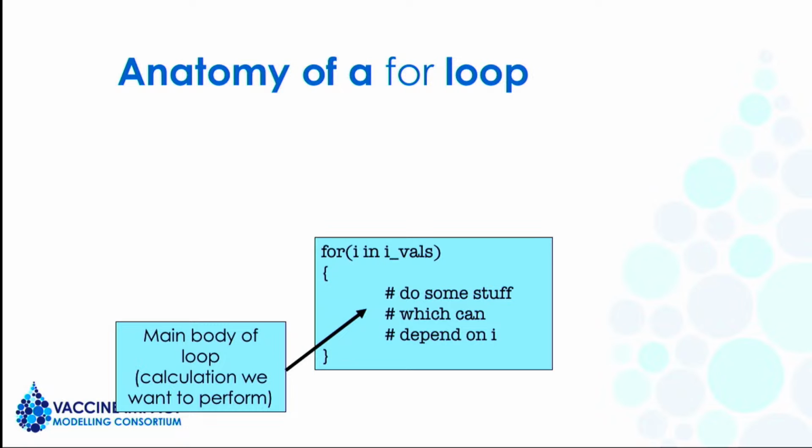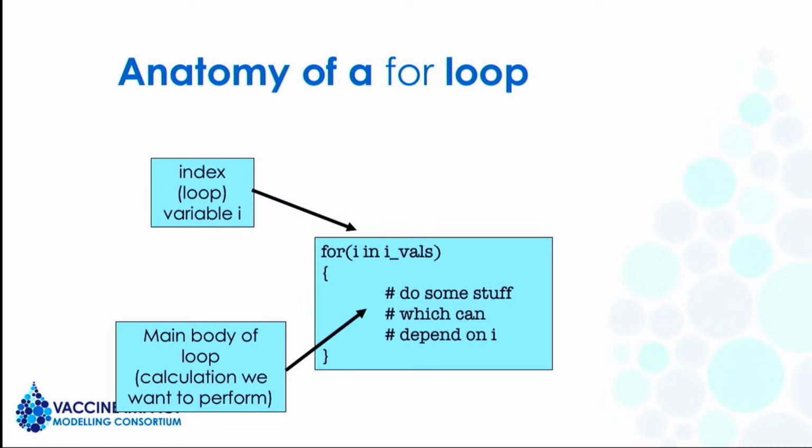Okay? What makes a for loop distinct or different is that those instructions can, and in most cases do, depend on what we call the loop variable. Okay, here I've called it i. Okay? And that is an index which essentially counts how many times we're going to execute this code.